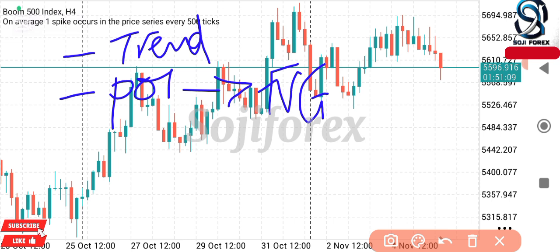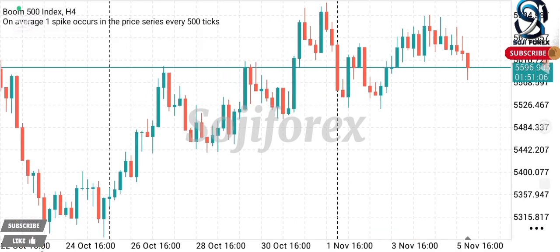And in the previous video, we've talked about how you can identify your fair value gap in a bearish price scenario, which is a downtrend. So in this video, we want to look at how we can identify our fair value gap in a bullish scenario, which is in a typical uptrend.